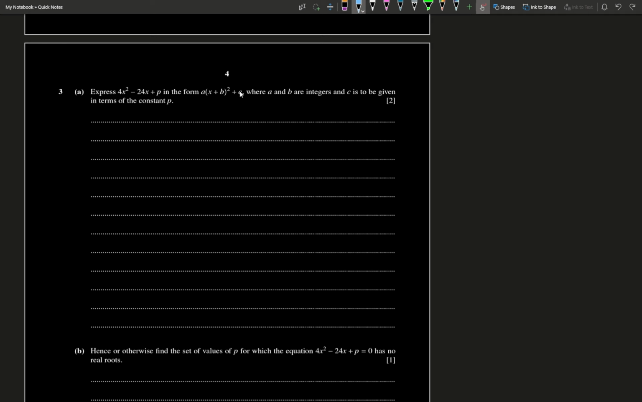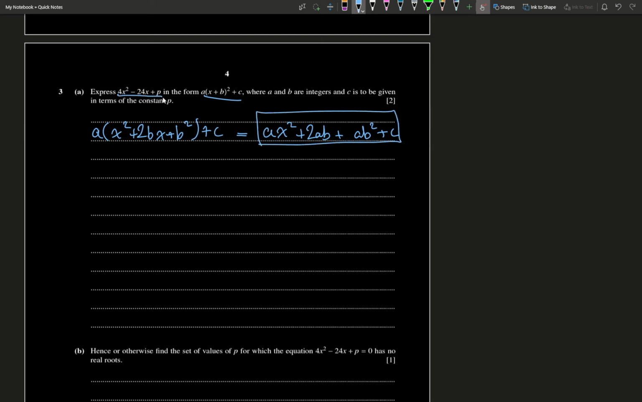Okay. Let's expand this. We'll end up with (x squared plus 2bx plus b squared) plus c. Then we can multiply all of that by a. So we'll end up with ax squared plus 2abx plus ab squared plus c. And you should know that this is the exact same expression as this. So you can just set them equal to each other, and then start comparing the coefficients. ax squared plus 2abx plus ab squared plus c is equivalent to 4x squared minus 24x plus b.